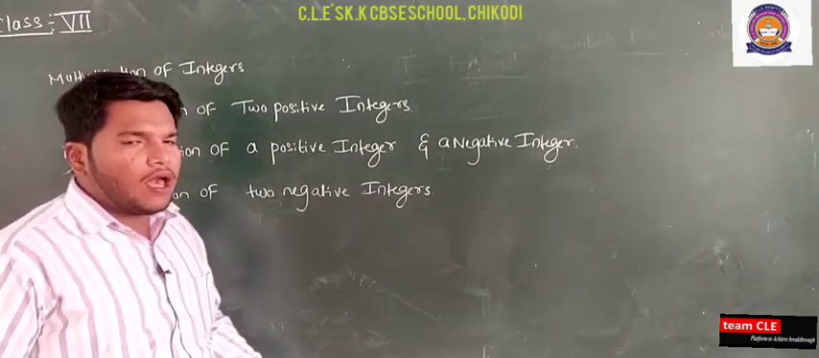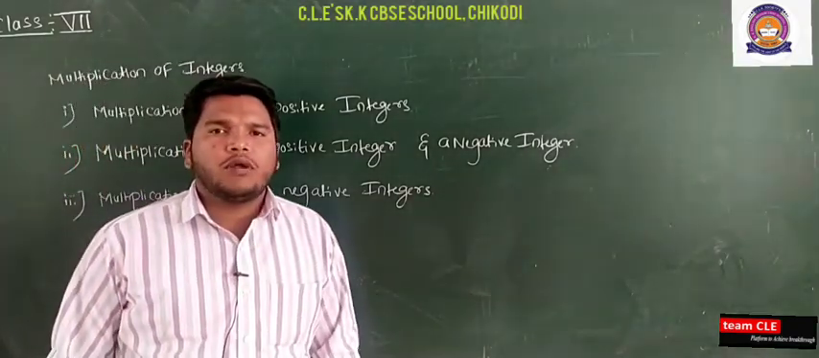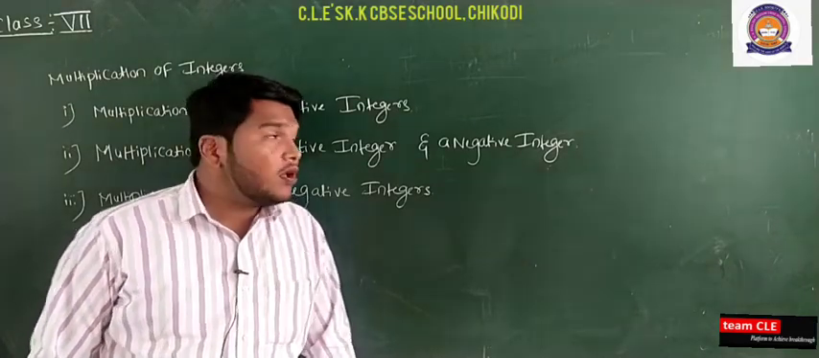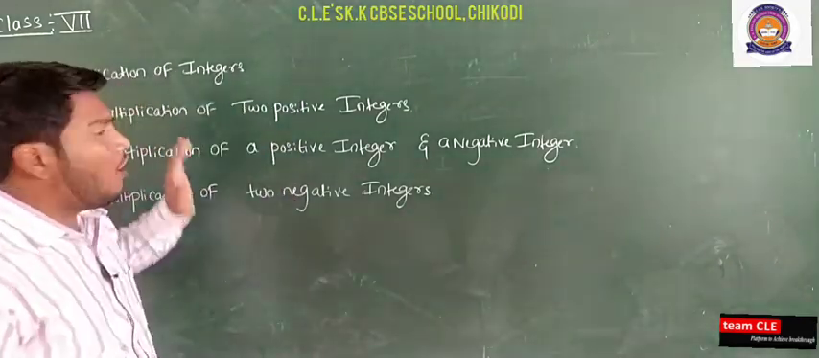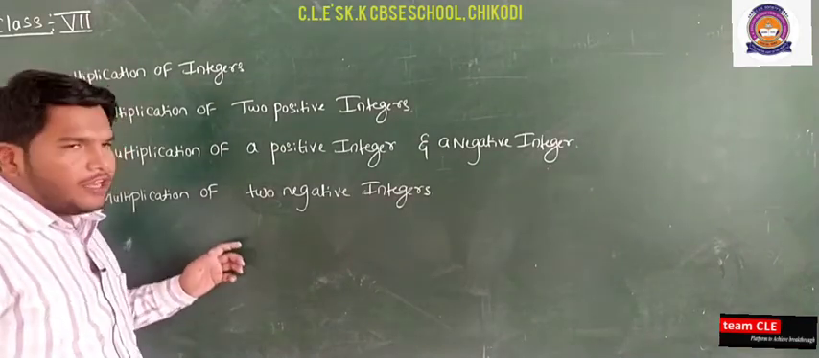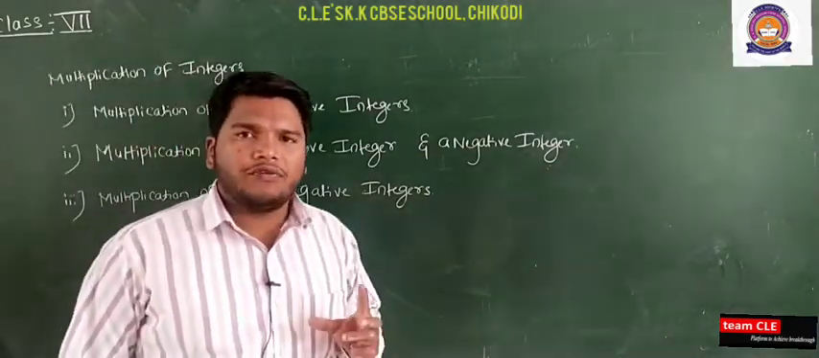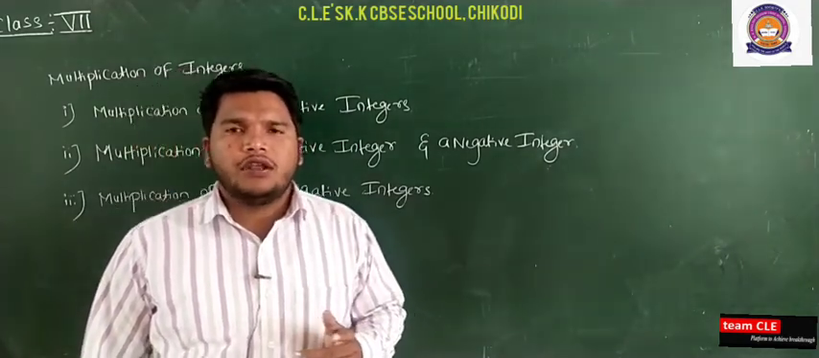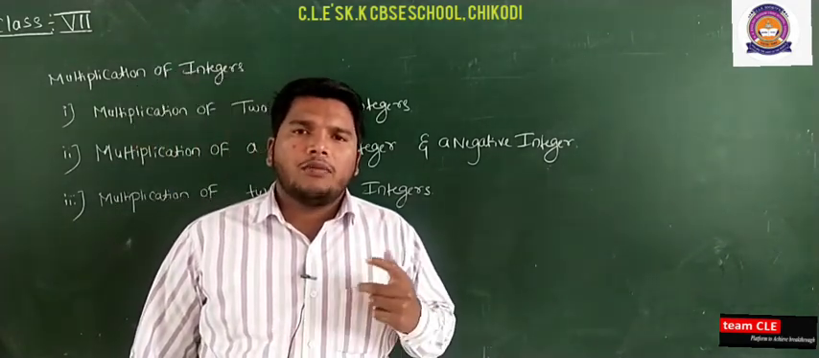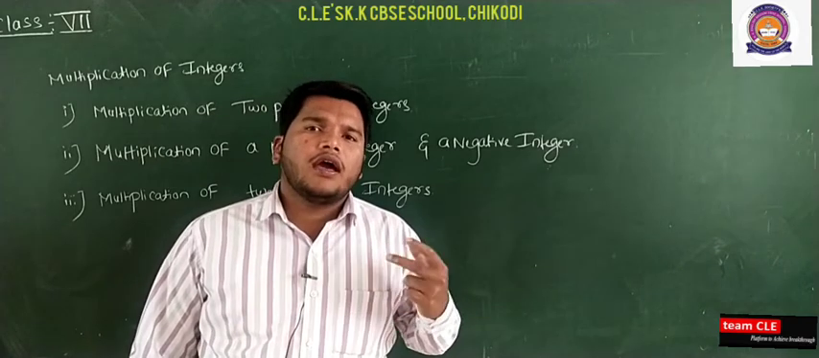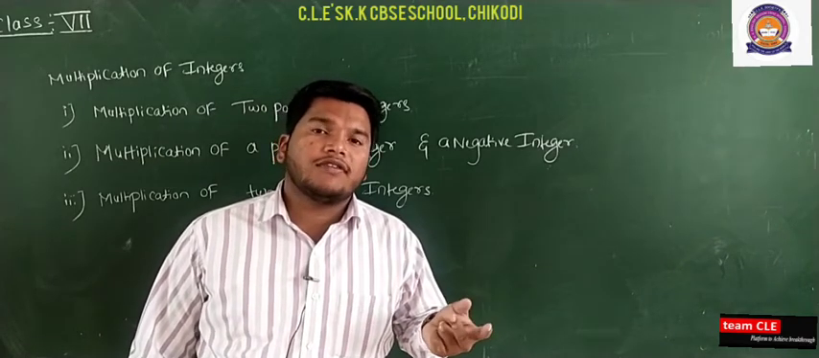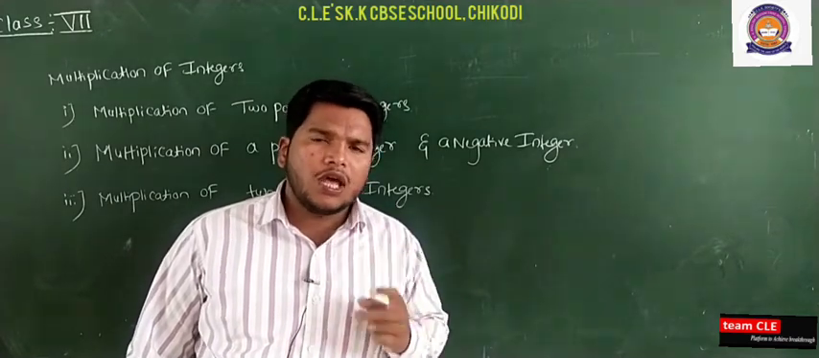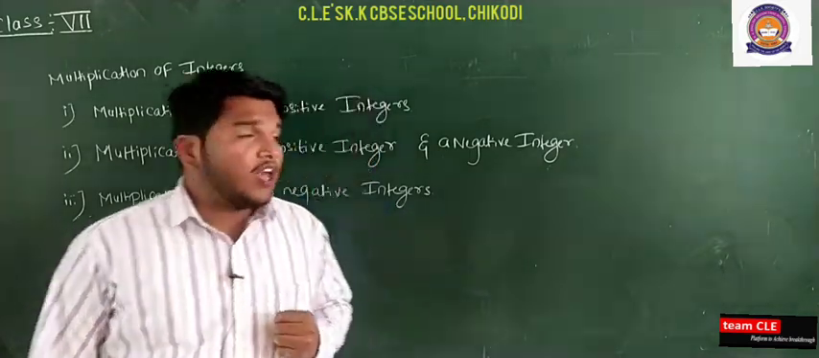In the last class we have completed exercise number 1.1. In this video I am going to start with a new concept, that is multiplication of integers. You have studied the addition and subtraction of integers. In them you studied the closure property, the commutative property, and one more, the associative property. So three properties you have studied.